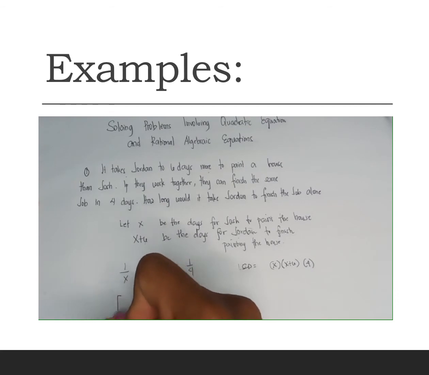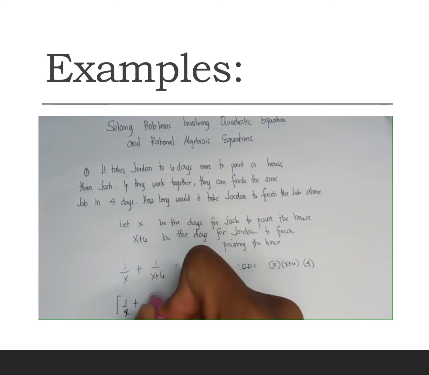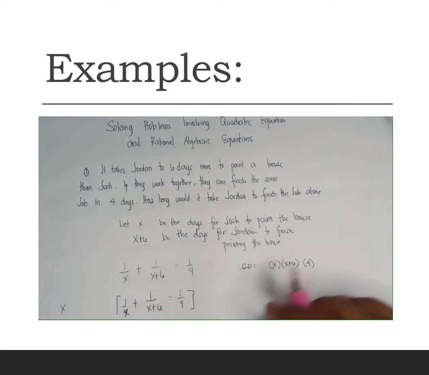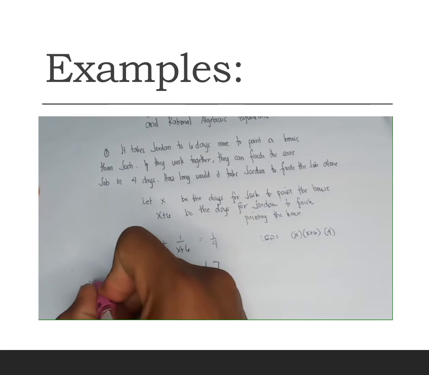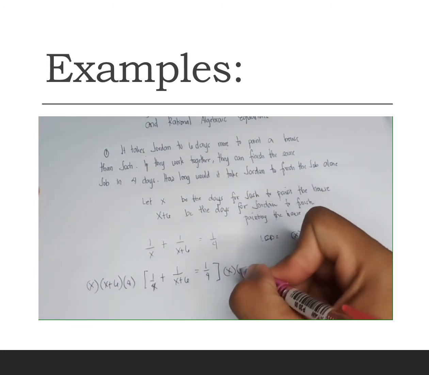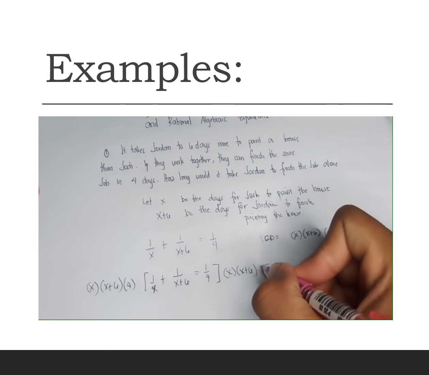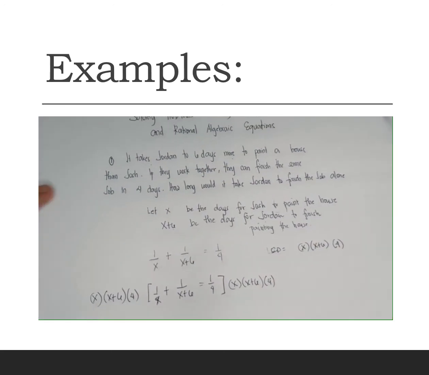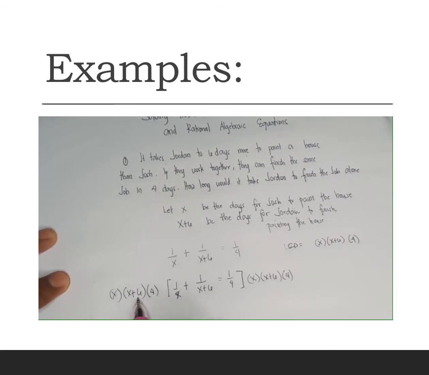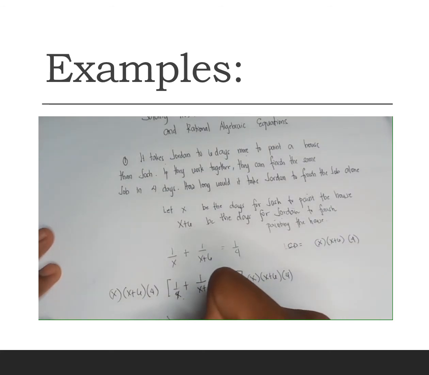So we have 1 over x plus 1 over x plus 6 is equal to 1 over 4, multiplied by x times x plus 6 times 4. Let's try to simplify. Multiplying x plus 6 times 4 by 1 over x, the x cancels. What remains is x plus 6 times 4, which is to be multiplied by 1. So we have 4 times x plus 6.